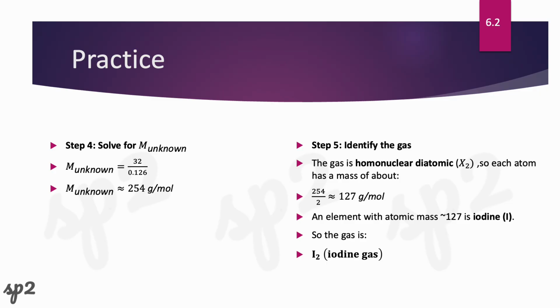Now we have to identify this gas, right? Okay, so we know that it's homonuclear diatomic, so it has to be X2. If you follow the X2, it goes by 254 divided by 2, right? That's how you can get 127 grams per mole. And if you check that on your periodic table, it has to be iodine. So I2 was the gas, right?